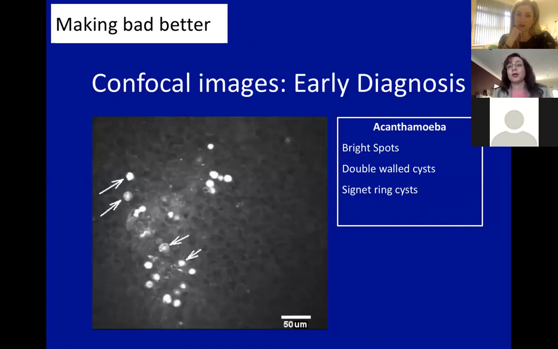If you have a confocal microscopy, that's superb, because you can early diagnose acanthamoeba keratitis. If you see these bright spots, or you see these double wall cysts, or you see these signet ring shapes, then these are all pathognomonic for acanthamoeba. But not if you only see one or two. You've got to see like a cluster of them. And usually if you see it in the stroma, then that's much more significant than if you see it only in the epithelium.